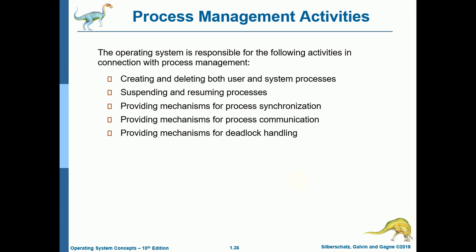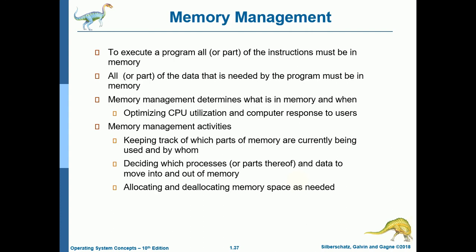So, what are the process management activities? So, the operating system is responsible for the following activities in connection with process management. So, we have creating and deleting both user and system processes, suspending and resuming processes, providing mechanisms for process synchronization, providing mechanisms for process communication, and providing mechanisms for deadlock handling.